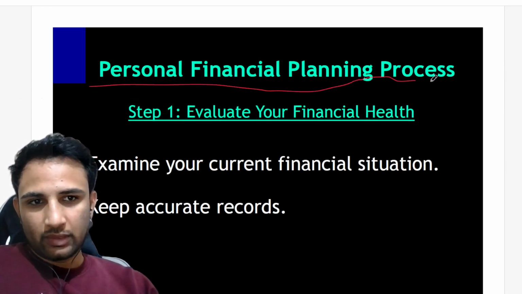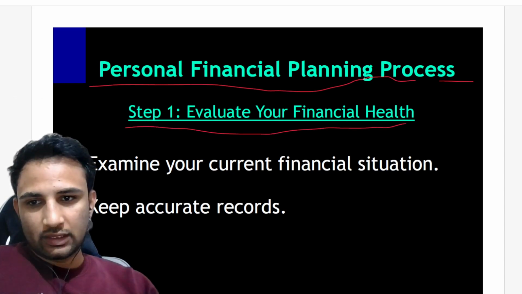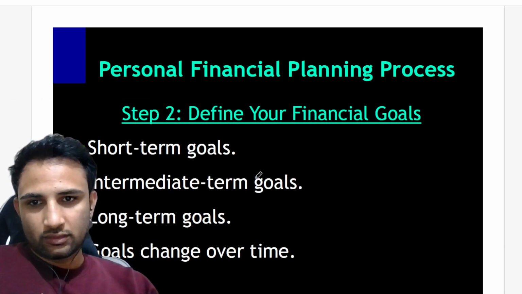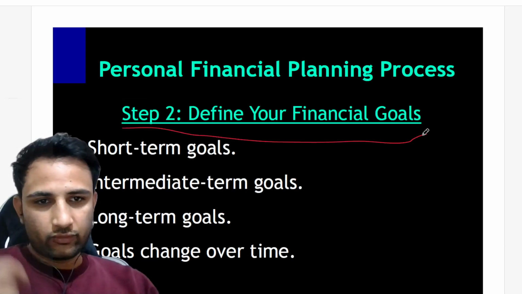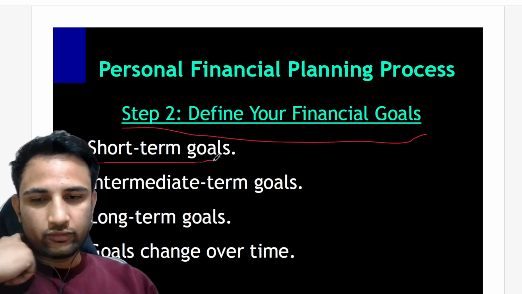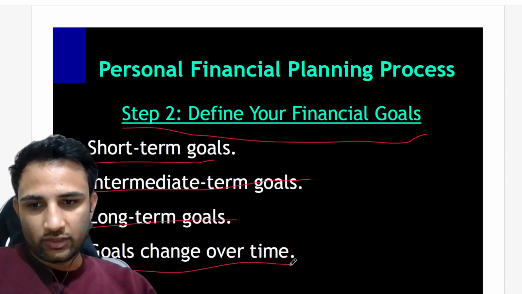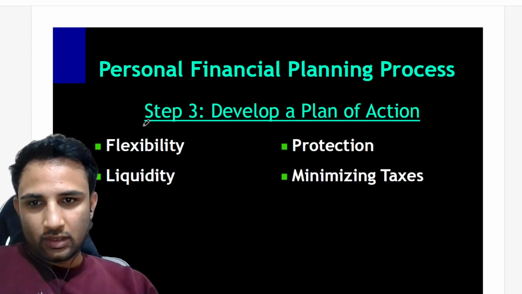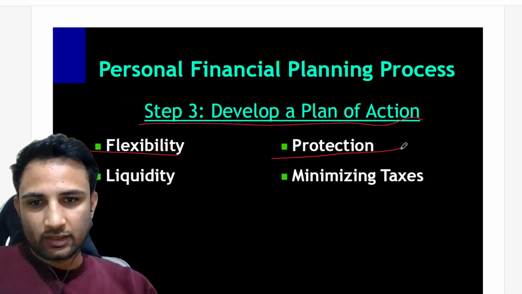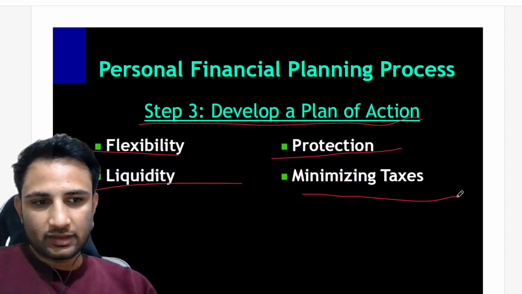Personal financial planning process. Step one is evaluate your financial health. Examine your current financial situation and keep accurate records. Step two is define your financial goals. They can be short-term goals, intermediate-term goals, and long-term goals, and goals change over time. Step three is develop a plan of action: flexibility, protection, liquidity, and minimizing taxes.